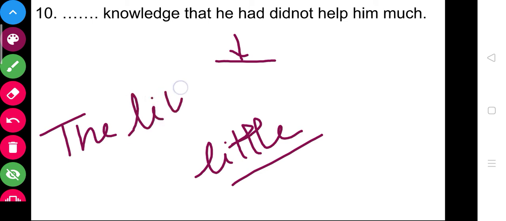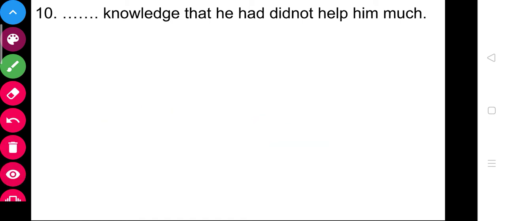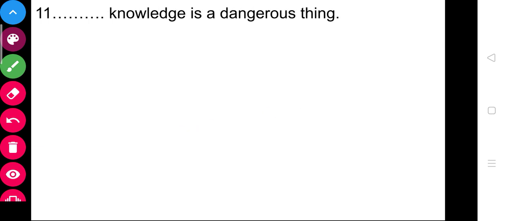The little means whatever small amount of knowledge that somebody carries. So here for this one we can use: the little knowledge that he had did not help him much. Hope it is clear. Let's move on to the 11th one.